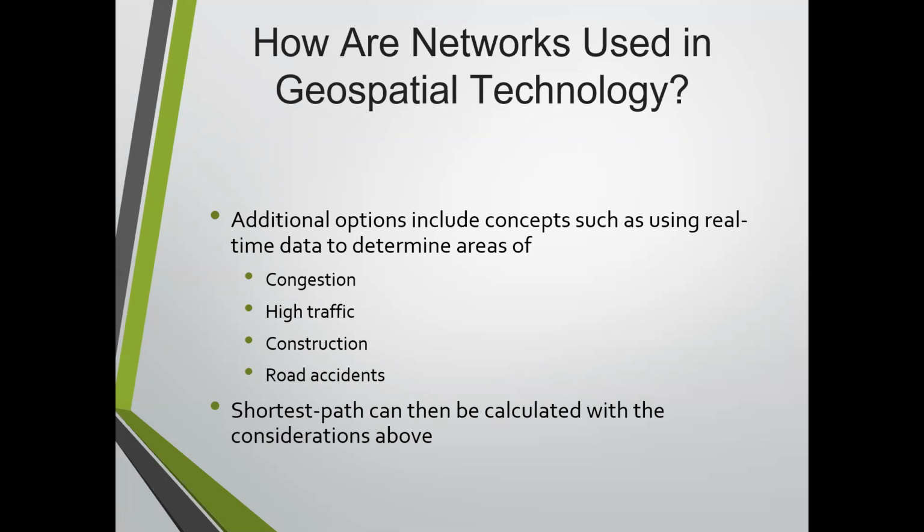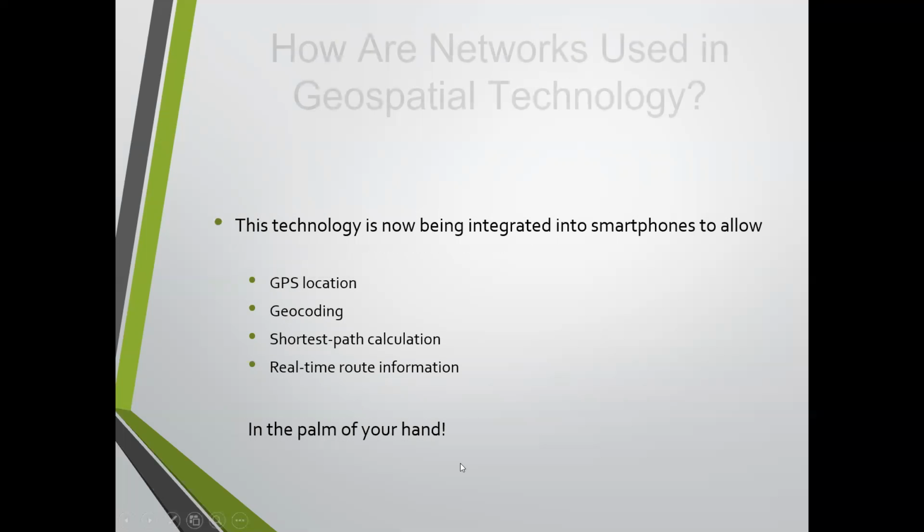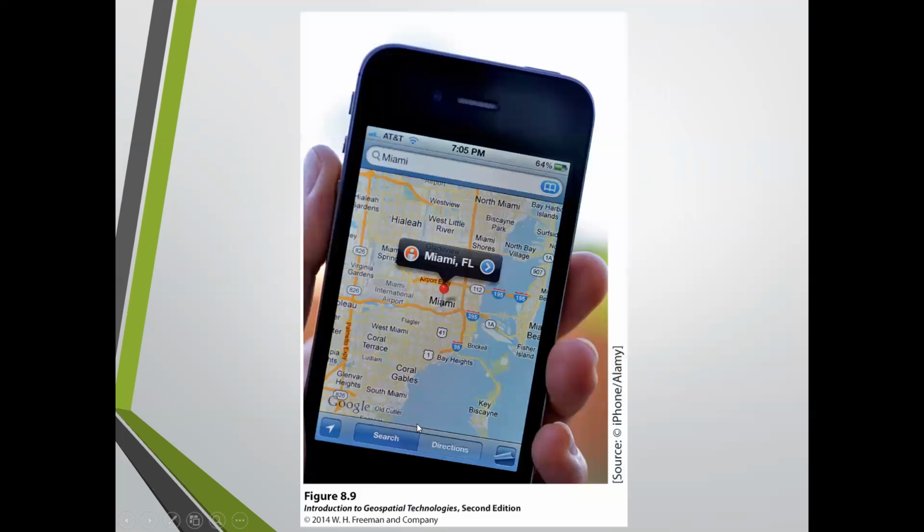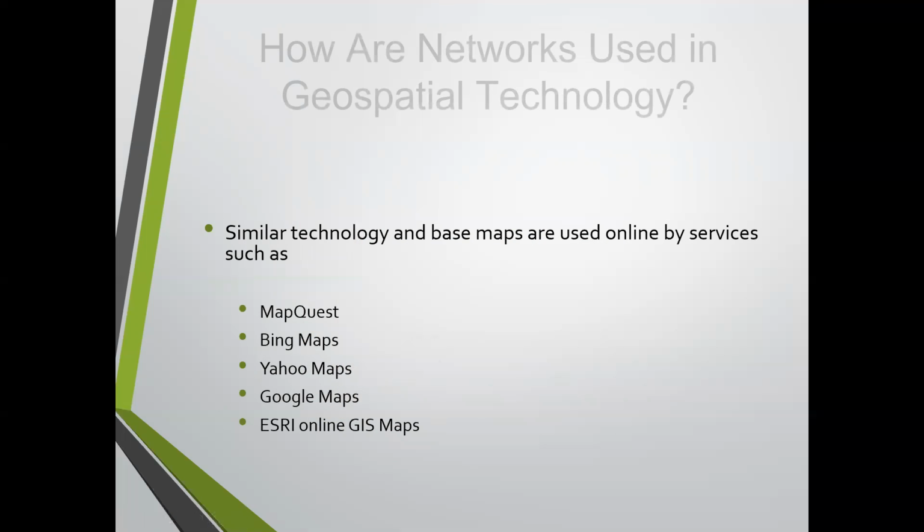And of course, it uses real-time feeds, and then you can also do the shortest path based on the considerations above. Okay, so technology has certainly been integrated with smartphones. You've got a GPS chip in there. You've got the geocoding ability, shortest path calculations, and real-time route information, all in the palm of your hand. Everybody's pretty used to that.